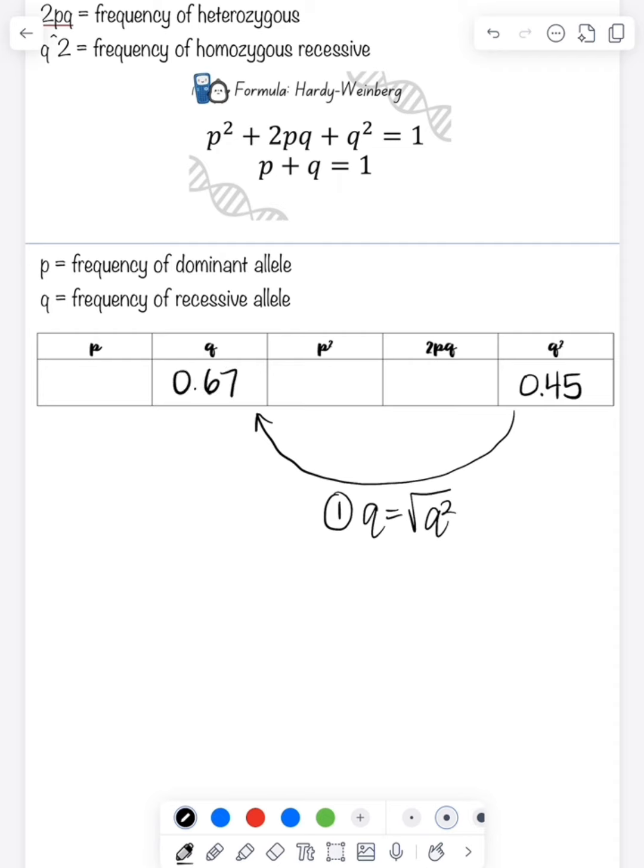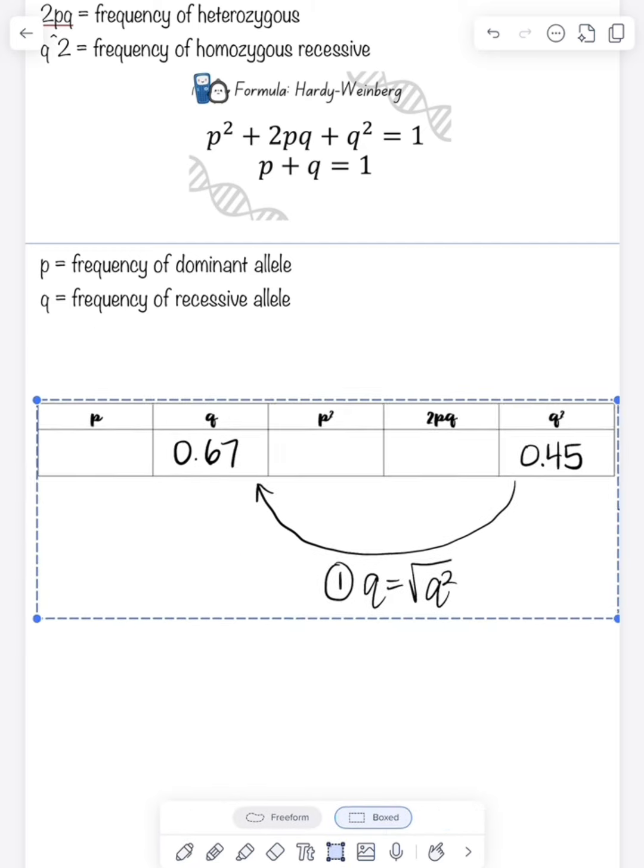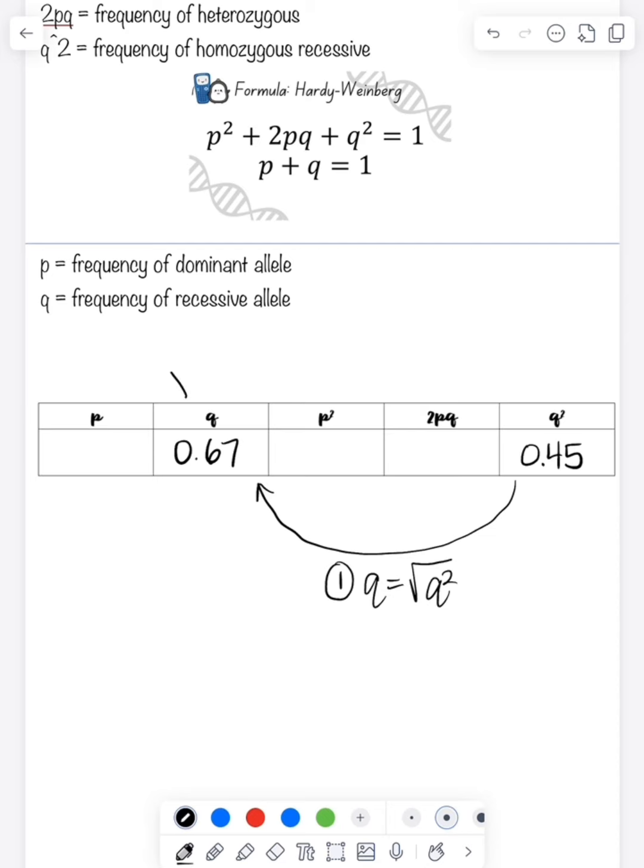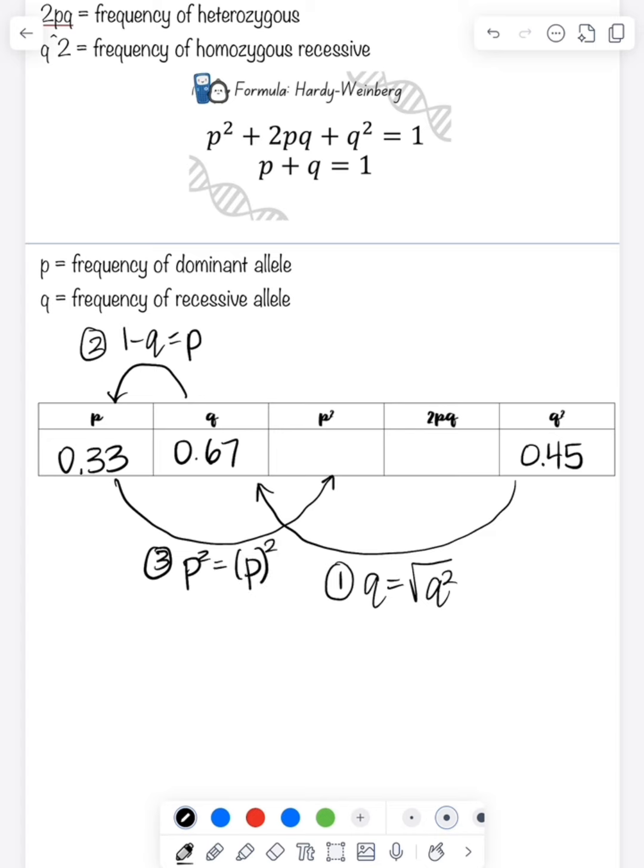Now, I did put my chart a little too high, so let's move that chart down a little bit so we'll be able to continue working with this. So now that that's moved down, we know that p plus q equals 1. So 1 minus q is going to be equal to p. So 1 minus 0.67 gives me 0.33. And then if I know my p, I can find my p squared. So I'm going to square 0.33, and that's going to give me 0.11.